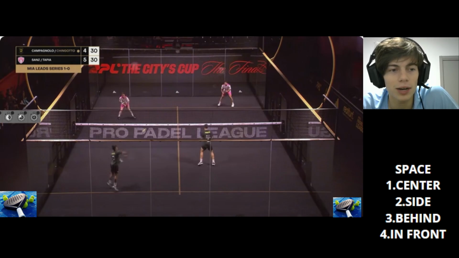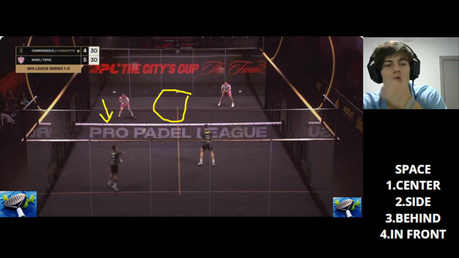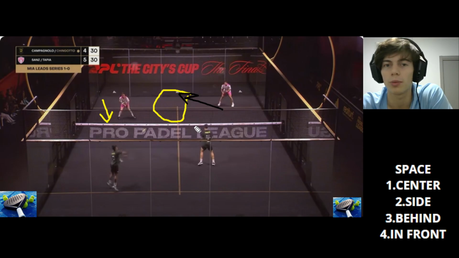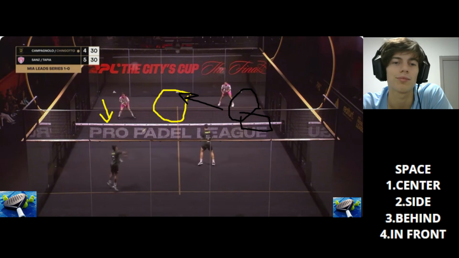Now you can see exactly the concept of space: Sanz goes to net, space is left in this zone of the court. Why do I mean that? Because both of the players should run to take that kind of ball. So you can see that if Tapia wants to get here, he has to part ways from his side, and he will leave this space open. Also this space open, and we will talk about this later.